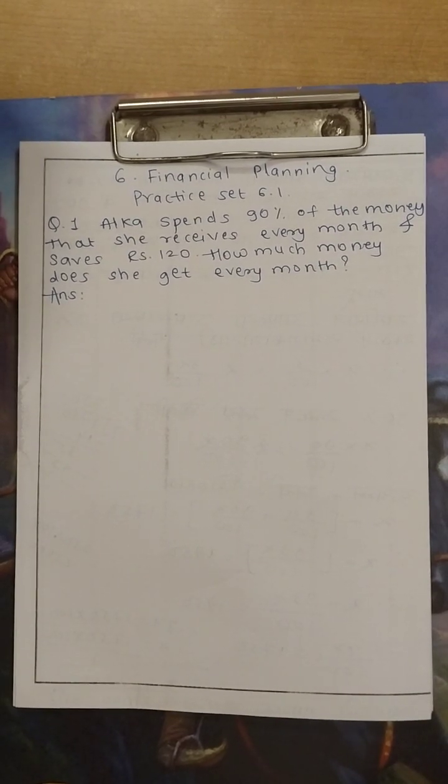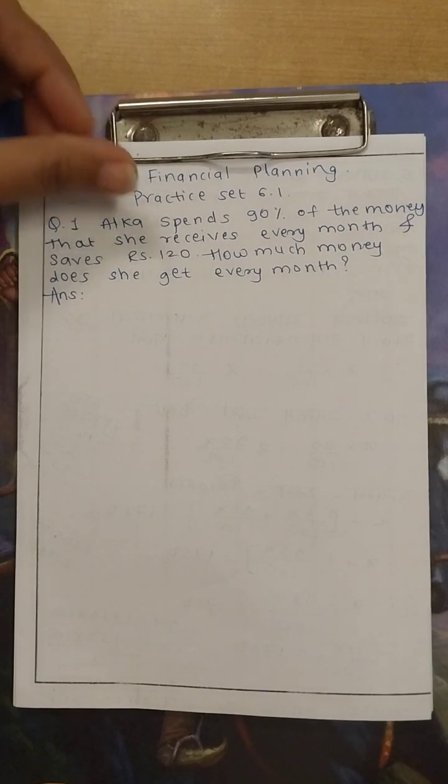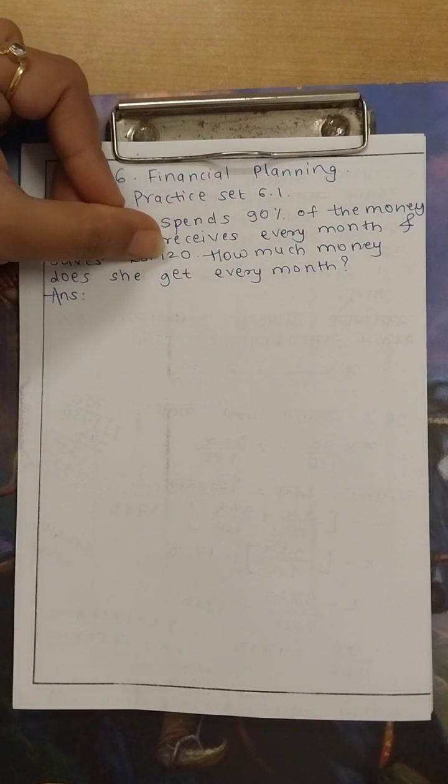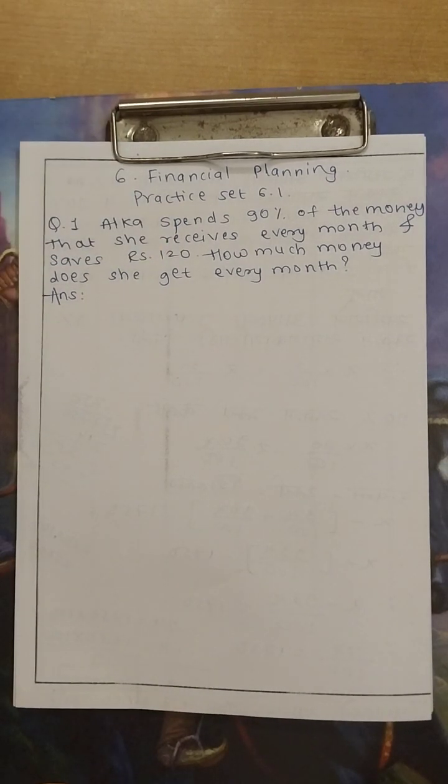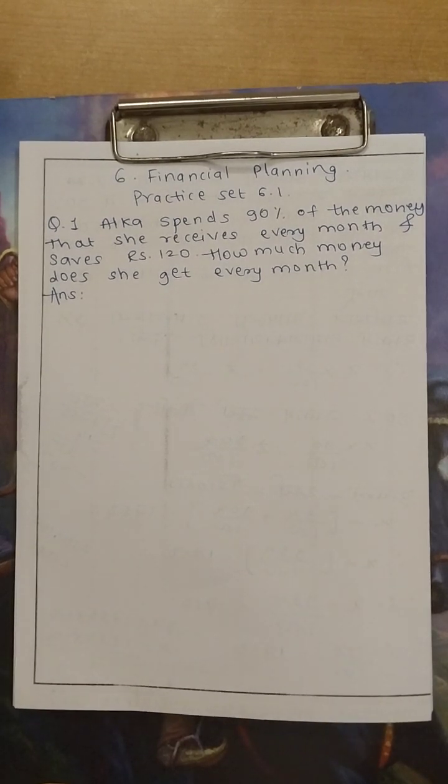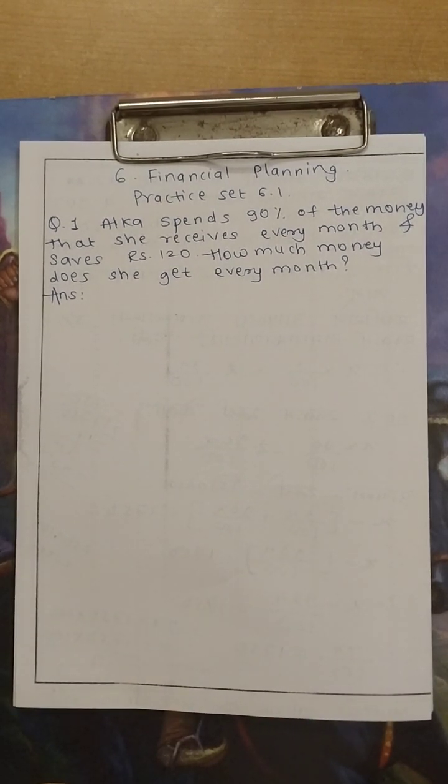Alka spends 90% of the money that she receives every month and saves rupees 120. She gets a particular amount every month. She spends 90% of it, and she saves rupees 120 at the end of the month. So how much money does she get every month? What we have to find is the money she got every month.